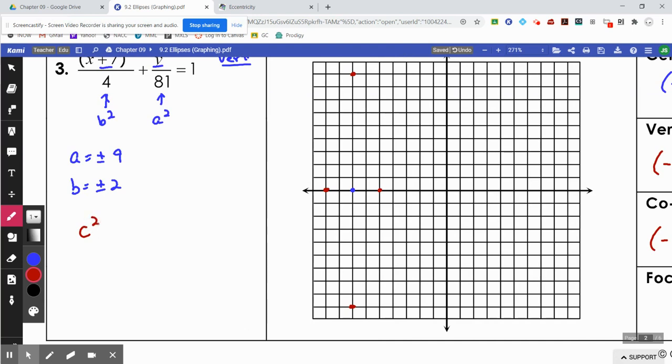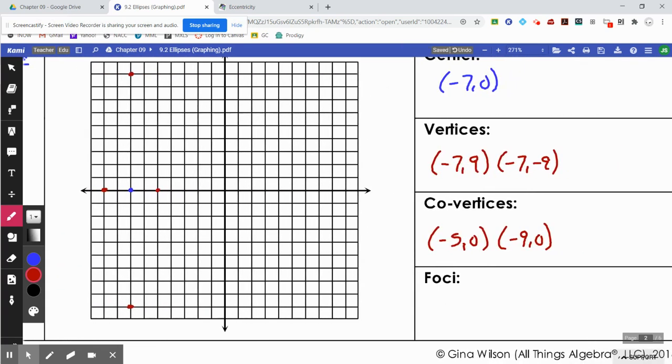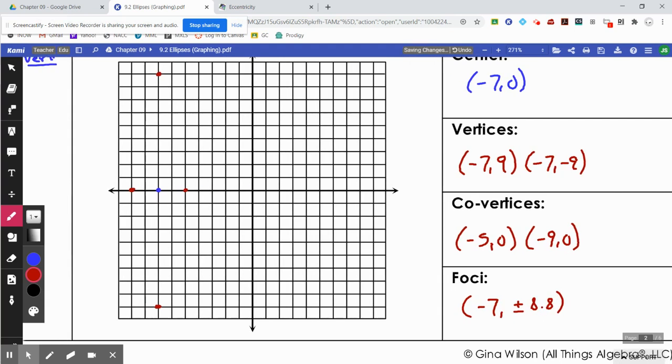We know that c squared, to find our foci, c squared equals a squared, which was 81, minus b squared, which is 4. So c squared is 77. So c is the square root of 77, which is about 8.8. So our two foci, because it's on the major axis, we're going to go up and down 8.8. So that'll be located at -7 and then plus and minus 8.8. We can do that because of the 0. So that's going to be really close, nearly right on those vertices.